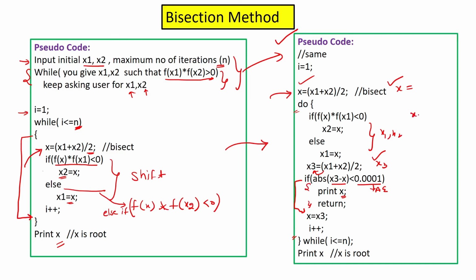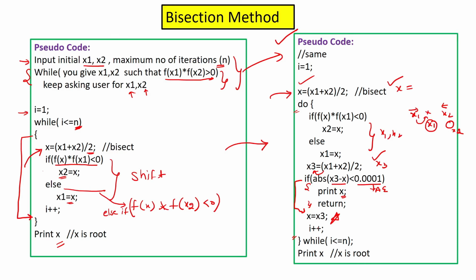So we can say our x1 and x2 were something at this boundary. My x1 would have shifted something here by finding the x. So this will be my new x1 and this will be my new x2. So if this condition is not true, I am saying that x equals x3. And I will tell you why we are doing this.